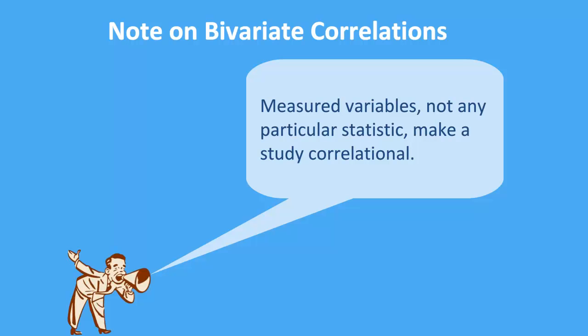Now we need to make a quick note here about what makes a study correlational. It's not the fact that you run a correlation. It's actually how you measure your variables. If you give a survey, that's going to be a correlational study. If you collect data from a newspaper, that's going to be a correlational study. If you go out and hand out slips of paper, little surveys, again, correlational.